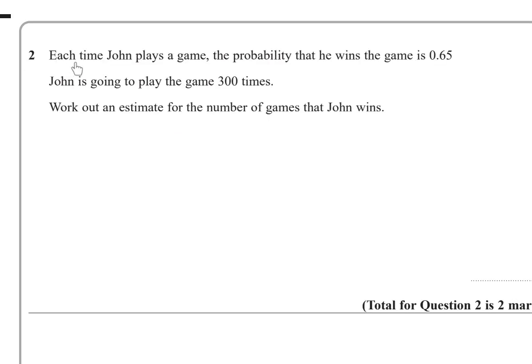Number 2. Each time John plays a game, the probability that he wins the game is 0.65. John is going to play the game 300 times. Work out an estimate for the number of games that John wins. So to find the estimate, or the expected number, multiply the probability, which is 0.65, by the total number of times, 300, equals 195 times.